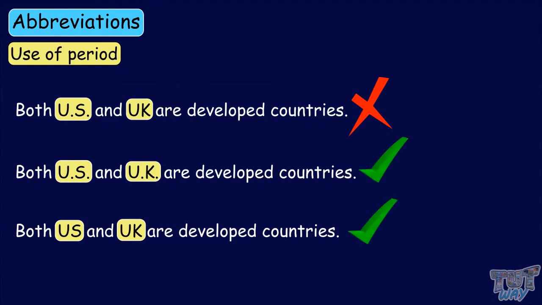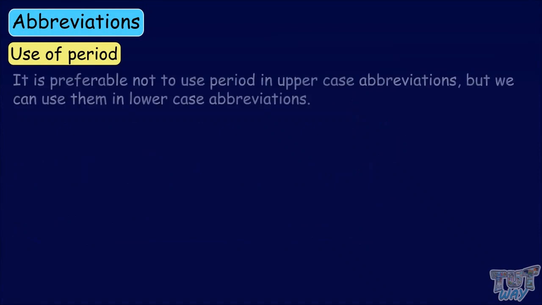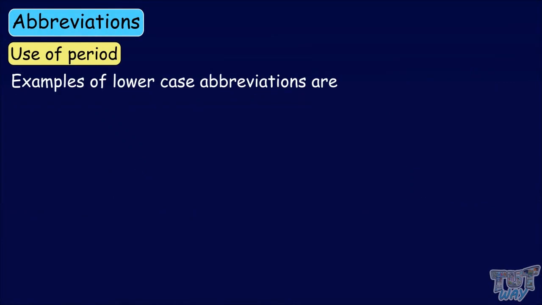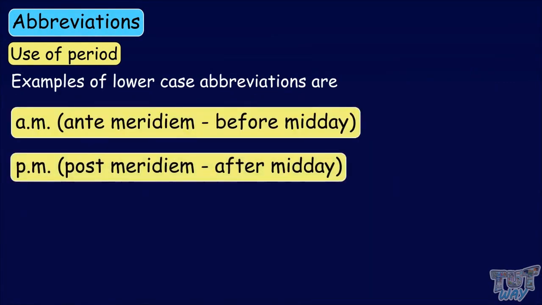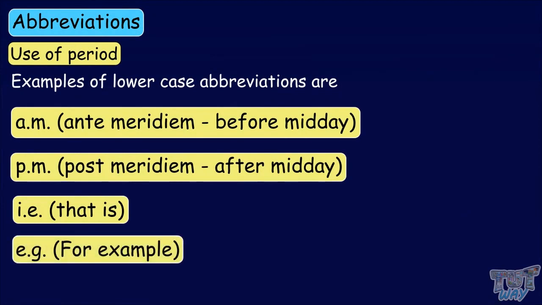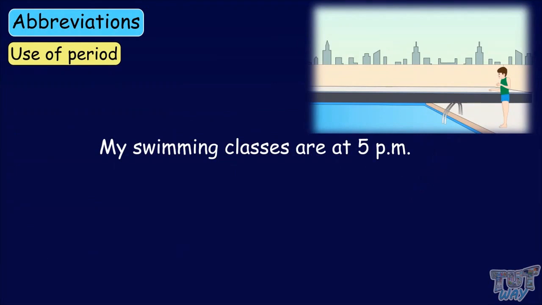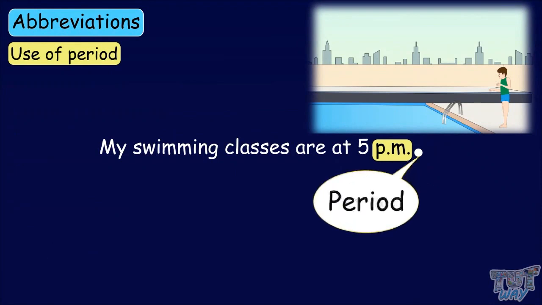Both are correct. In general, it is preferable not to use periods in uppercase abbreviations, but we can use them in lowercase abbreviations. Examples of lowercase abbreviations are am, pm, i.e., and e.g. In lowercase abbreviations, we use periods, but avoid them in uppercase abbreviations. Here is one more rule. In sentences where you have used an abbreviation at the end, do not add another period at the end.